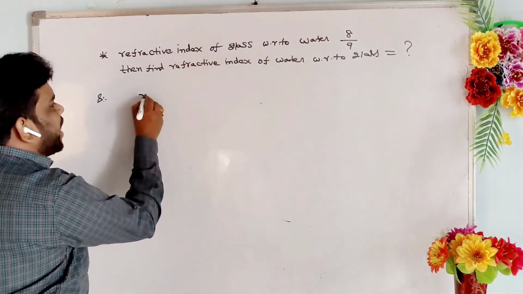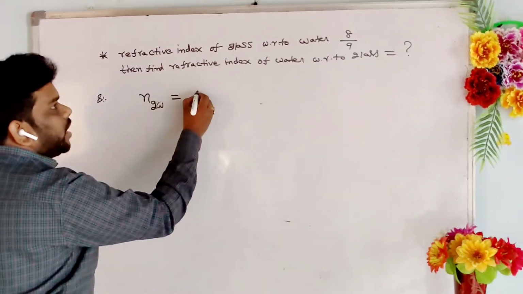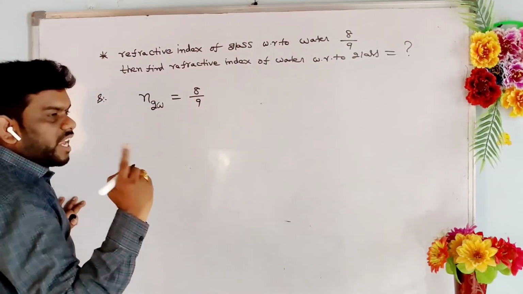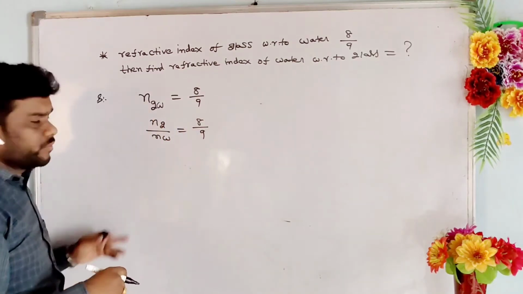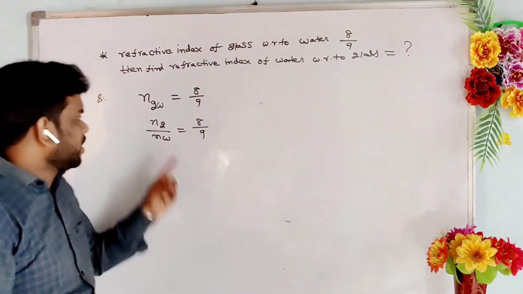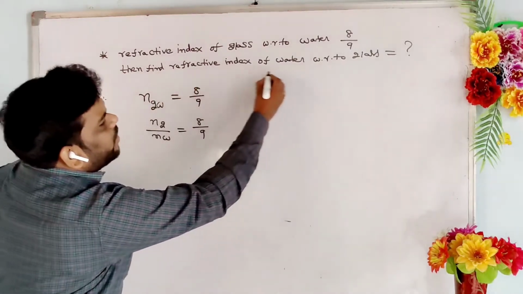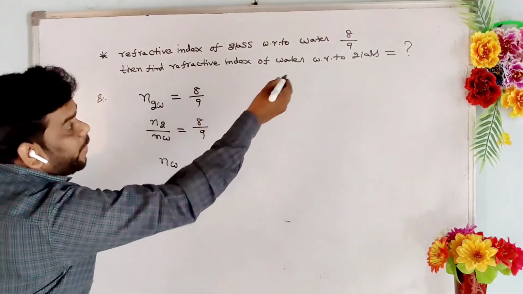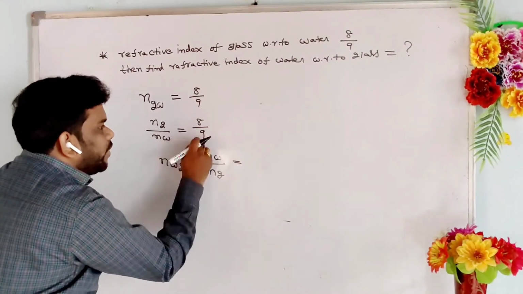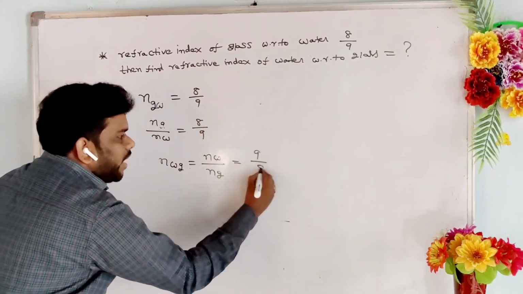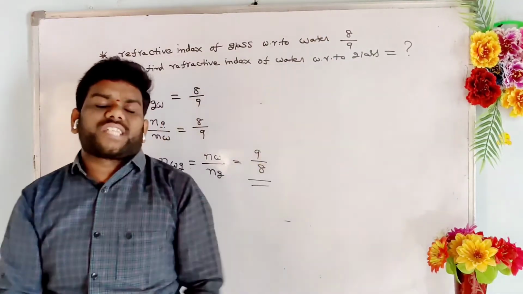So refractive index means n, glass g with respect to water w, that is equal to 8 by 9. So what is 8 by 9? ng by nw is equal to 8 by 9. Okay, n12 is equal to n1 by n2. Similarly, ngw is equal to ng by nw, that is equal to 8 by 9. What is the answer? Then find refractive index of water w with respect to glass g, means nw by ng. What is nw? 9. What is ng? 8. Yeah. What is the answer? 9/8. Here we can see 8/9, that is reverse, 9/8.